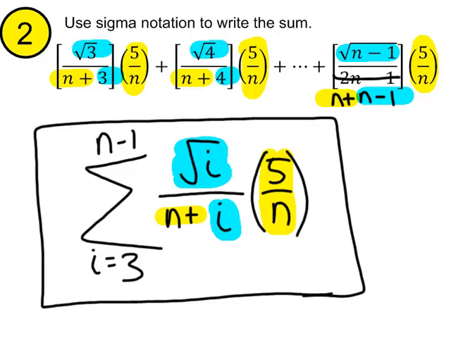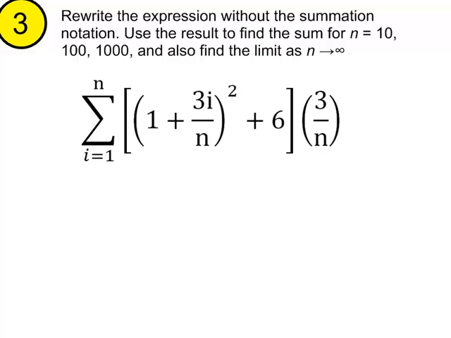All right, so let's go on to the last one now. So here's the big one, for this video at least. We're going to take this crazy, cryptic, abstract-looking summation and rewrite it without using the summation notation. In other words, we will be using the summation formulas. And then we're going to plug in these values for n equals 10, 100, 1,000, and also find the limit as n goes on to infinity.